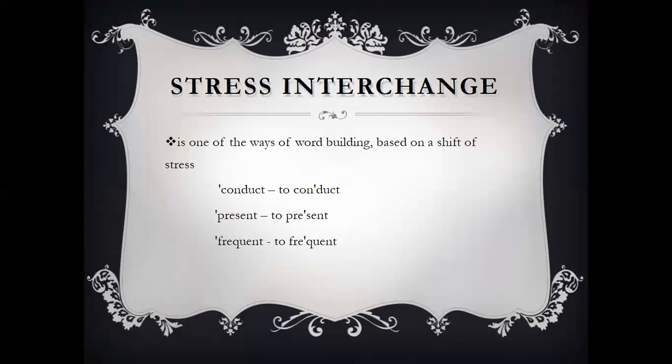Stress interchange. Stress interchange is one of the ways of word building based on a shift of stress. For example, if we put the stress on the first syllable of the word conduct, it's the noun form. And if we put the stress mark on the second syllable, it's the verb form of this word. For example, conduct, to conduct, present and to present, and so on.